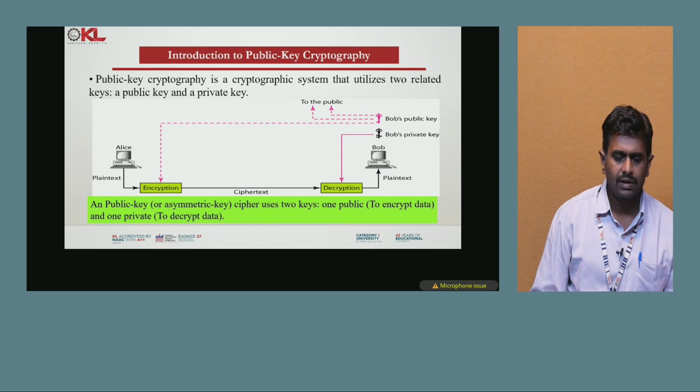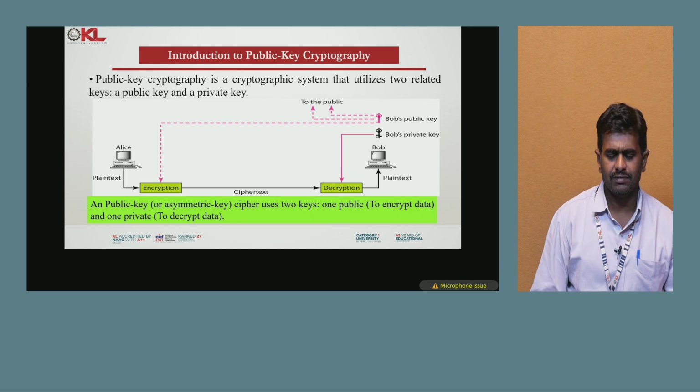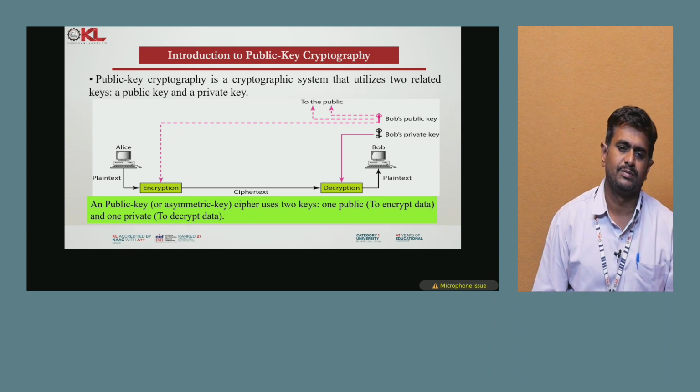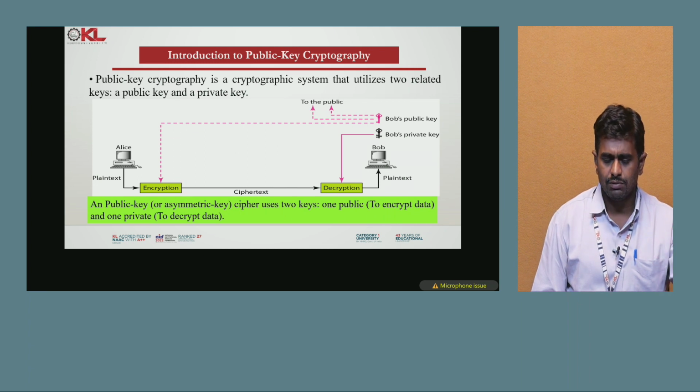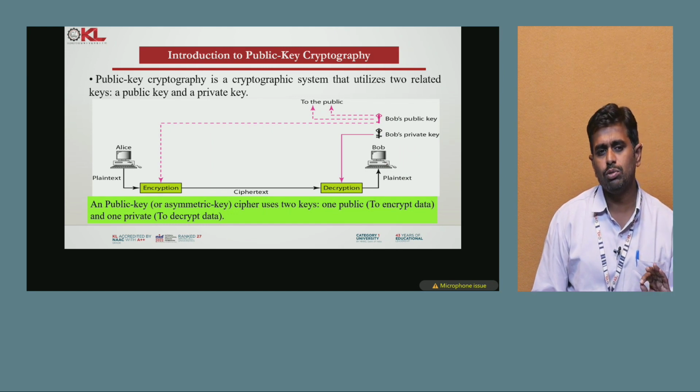What is cryptography? It is the process of hiding information. What is cryptography? What is cryptology? What is a cryptanalyst? What is plain text? What is the basic diagram of this cryptography? These all topics were discussed in previous sections. Go through those sections. So public key cryptography is the cryptographic system that utilizes two related keys. Basically it is an asymmetric cryptography algorithm.